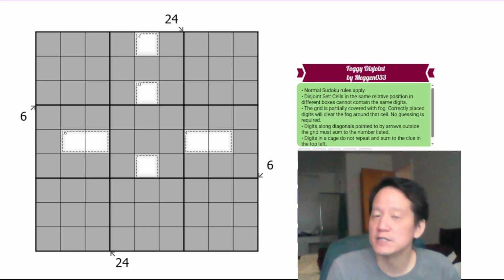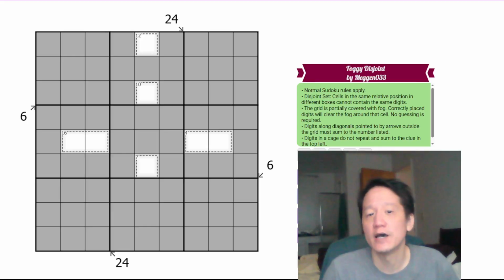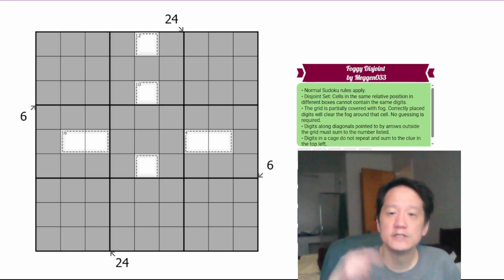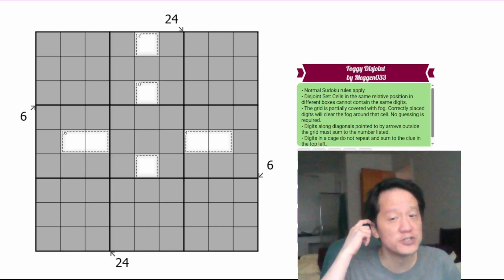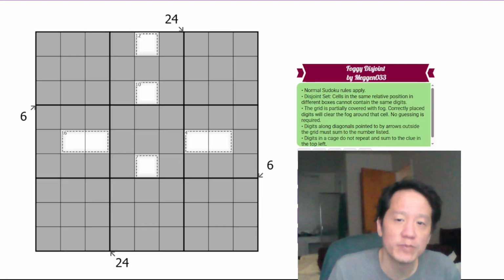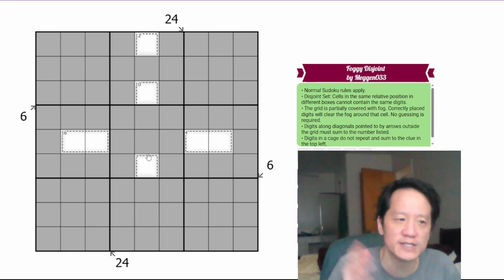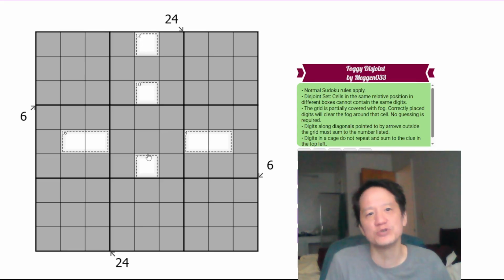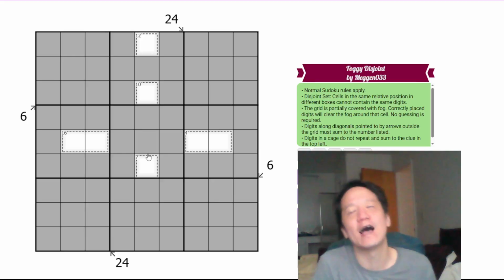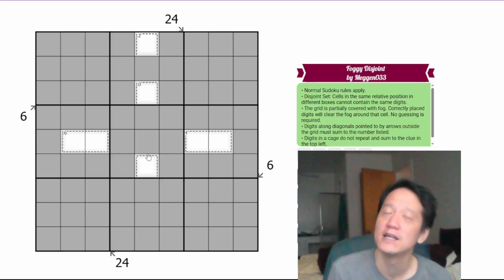Welcome to Learn How to Sudoku, where we take a very easy variant Sudoku puzzle and we break it down in detail so that you can learn how to Sudoku. Today's very easy puzzle is called Foggy Disjoint by Megan33. I chose this one because I wanted to introduce disjoint sets, which is essentially a rule set that you'll see every now and then. It's not that common, but it's not uncommon either, I would say.